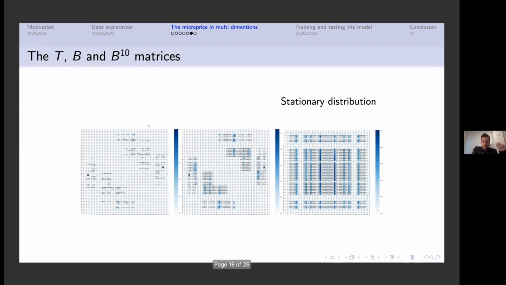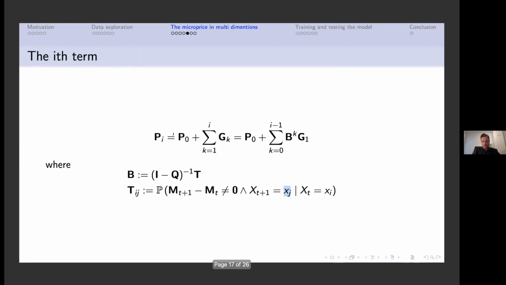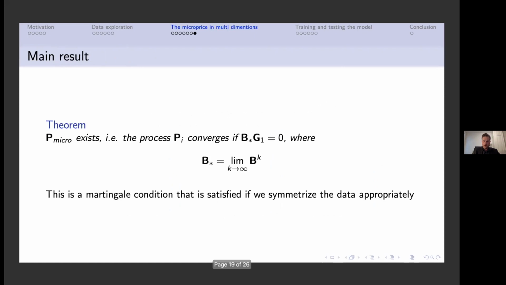Now, here's the stationary distribution, and I guess this is the main result, which is sort of an existence result. It tells you that the process pi, or this infinite sum, converges if b star, which is the limit of b to the k and gives you the stationary distribution of this process, times g1, the very first payoff, the first micro price adjustment, that dot product needs to be 0.